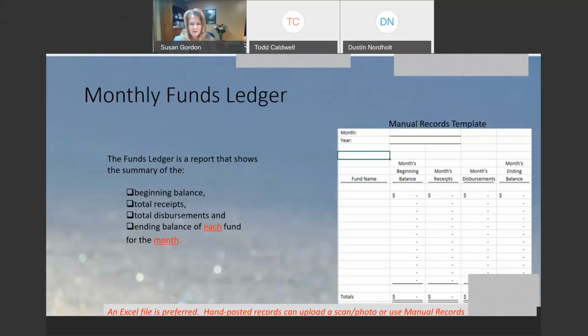You can make that up yourself in Excel, or you can get our template out of the user guide. If you just search for manual records template, it'll come up. Hand-posted records can use that, or you can scan or upload a photo. If you have computerized records, we do prefer an Excel file if that's possible.